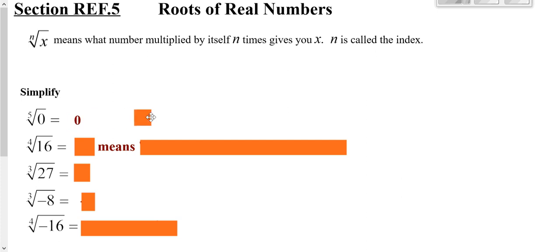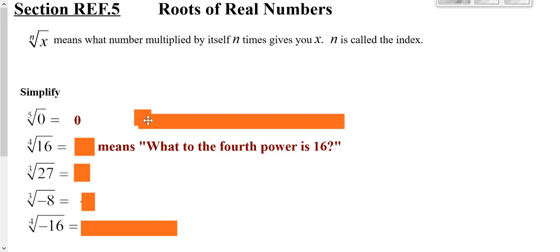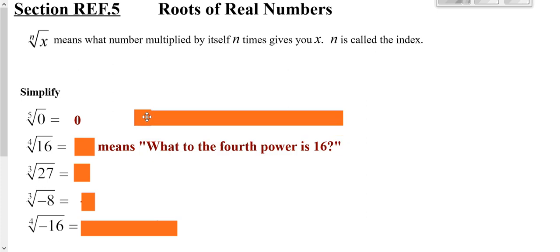Well, that is 0. So here we have the fourth root of 16. So what number multiplied by itself 4 times gives you 16? Well, that would just be a normal 2. Here, this is the cube root of 27, which means what number multiplied by itself 3 times is 27, and that answer is 3.